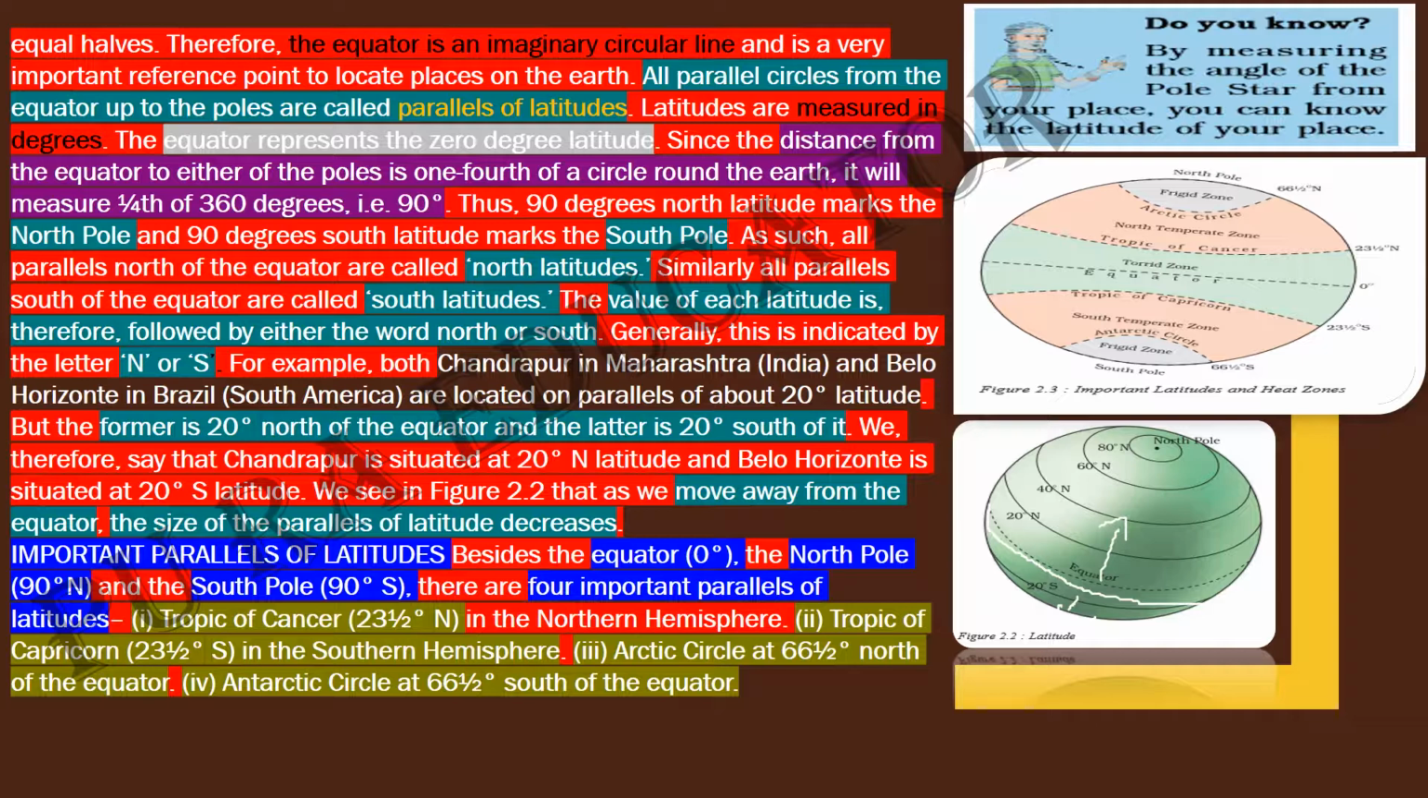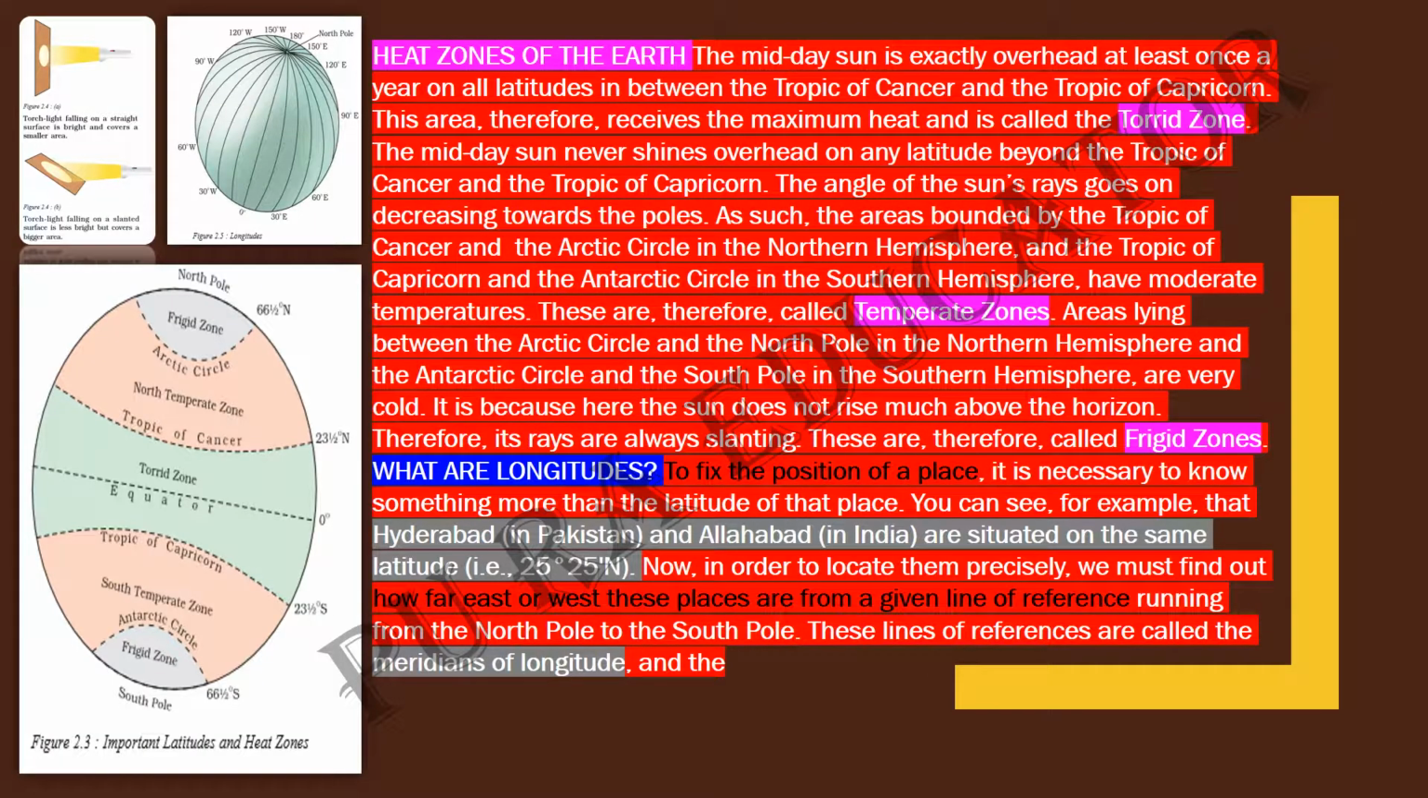Friends, now we'll get into the heat zones of the earth. With the help of these four parallels of latitude, some areas will be named as the torrid zone, there will be the frigid zone, and there will be the temperate zone. Now we'll see these terms in detail, what this is about. Friends, now we are studying the heat zones of the earth. The areas, now you refer to picture 2.3.